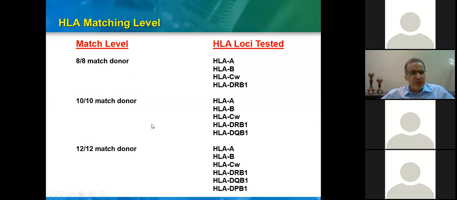An important slide to know: the level of matching depends on the center and their protocol of HLA typing and matching. If you hear they are talking about 8 out of 8, then they refer to matching or testing for A, B, C, and DR. When they talk about 10 out of 10, they add DQ to the group. When they talk about 12 out of 12, they add DP. And all of them are important in one way or another.